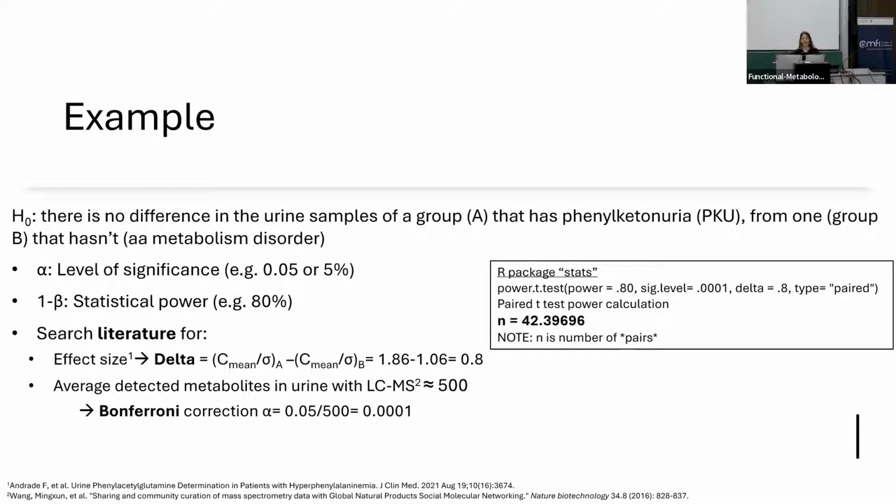So if we use the Bonferroni correction here, we can correct this level of significance and divide the p-value by 500, which is the hypothetical average number of features that we will have in our samples, and finally get 0.001 as a risk of false positives. So then you can use R, you can use Python, you can use your web browser. There's a lot of tools that, if you give these three different numbers, will give you the ideal number of samples that you need per group. So in this case, we have around 42.